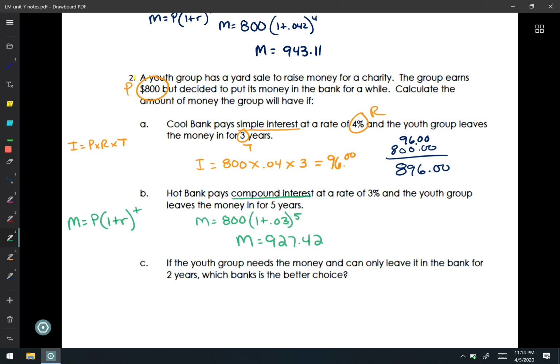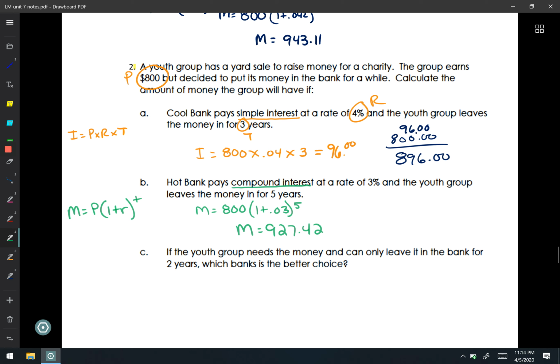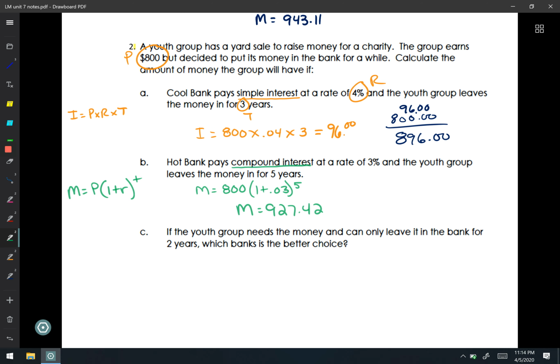Question C: if the group needs the money and can only leave it in the bank for 2 years, which one is going to be the better choice? Well, in order to do that, we have to do, again, 2 different ways using both options. So over here we go Cool Bank, and Hot Bank. And we're going to be using formulas for each one.